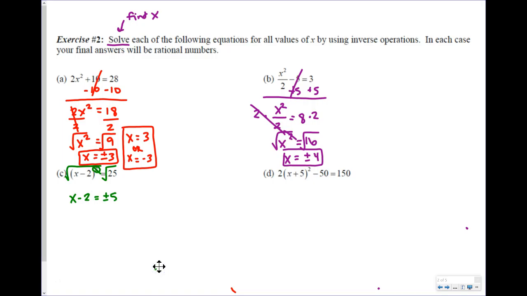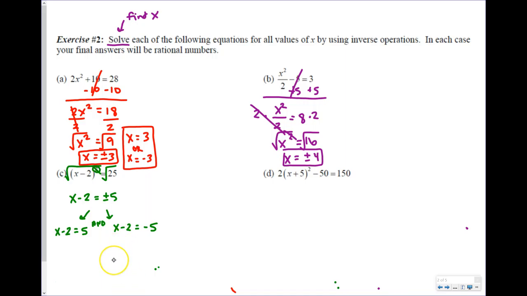Now, what happens here is that this is going to split off into two different problems. I'm going to have the problem that's x minus 2 equals the positive 5, and I'm going to have x minus 2 equals negative 5. So I've got two separate problems that this splits into because of that operation that we just did.